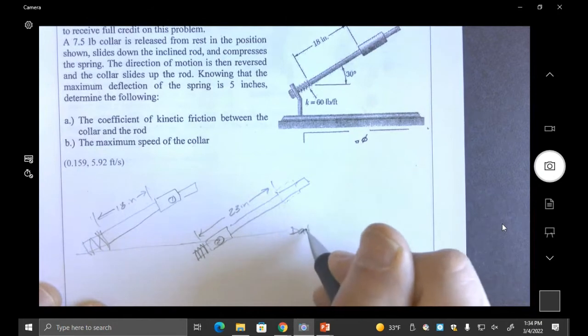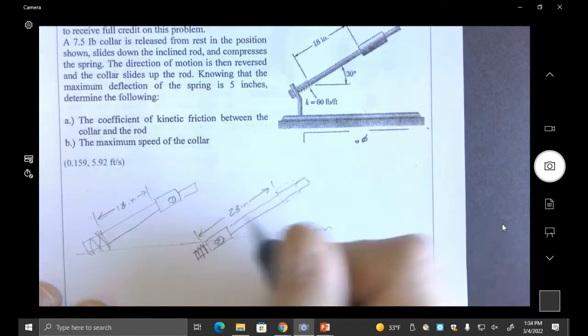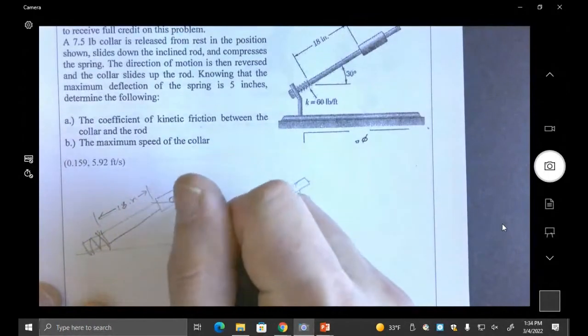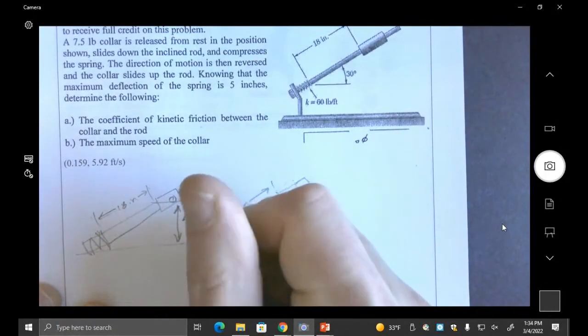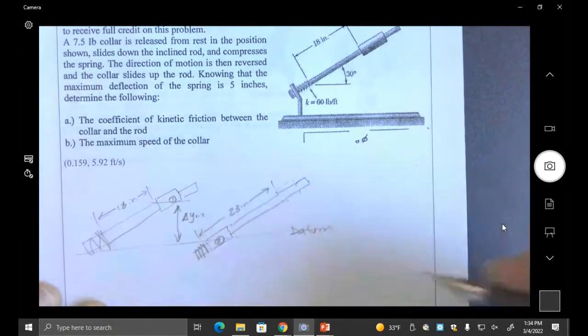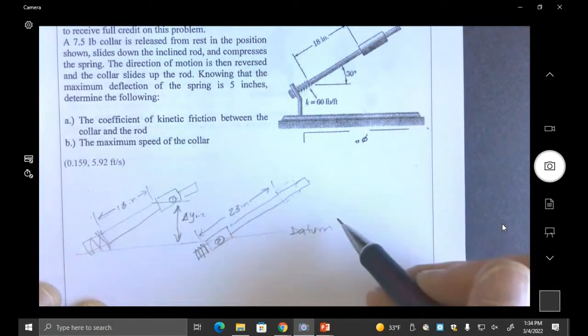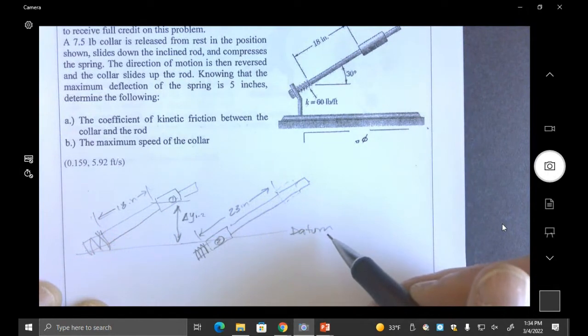But right here, we're calling that the datum. So we want to measure, and I'm doing from the center right here. We want to have this right here. We can say this is the change in Y. Sometimes I'll write from 1 to 2, just to say we're going from state 1 to state 2. Here is the change.